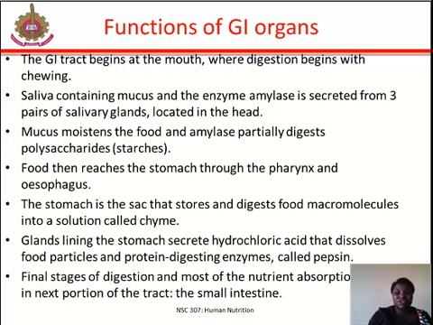Final stages of digestion and most of the nutrient absorption occur in the next portion of the tract, which is the small intestine. The small intestine is divided into 3 segments. We have the duodenum, the jejunum, and the ileum.